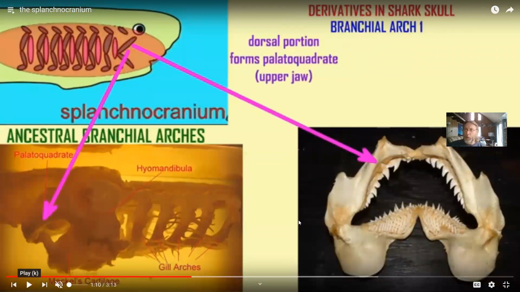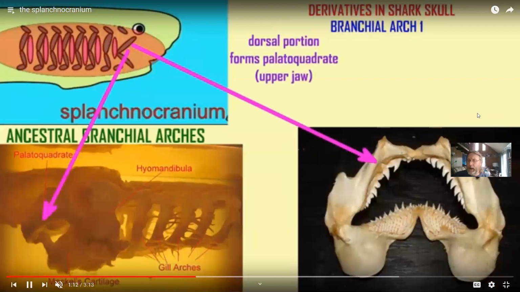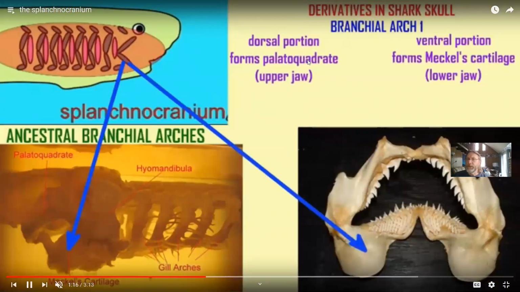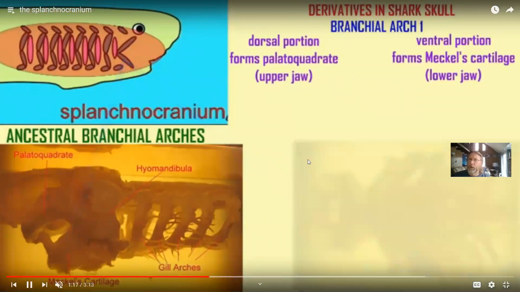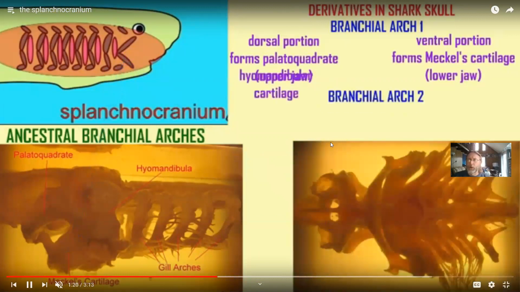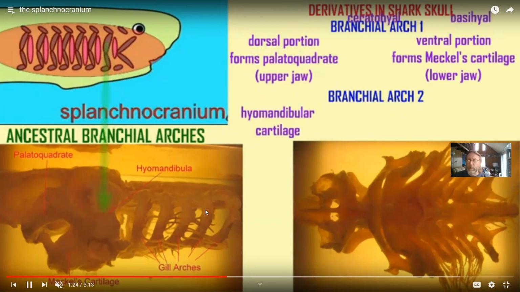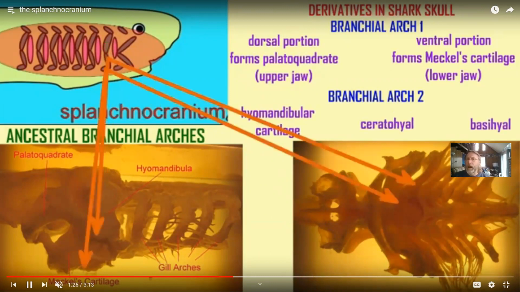vertebrate history, where the first gill arch, which in jawless fish was only a gill arch, then was modified to form jaws, both the palatoquadrate, which is the upper jaw, the Meckel's cartilage, which is the lower jaw, and then the hyomandibular cartilage of the second arch. And plus, from the second arch, there's also a few other cartilages in sharks, which we can observe.